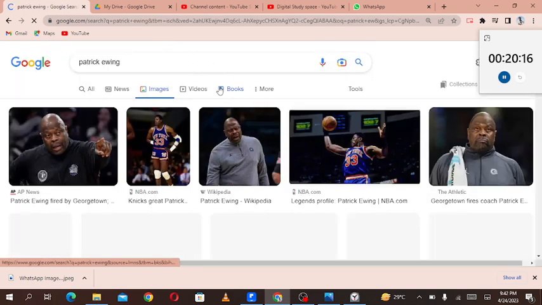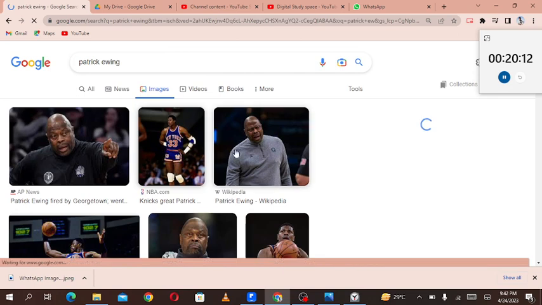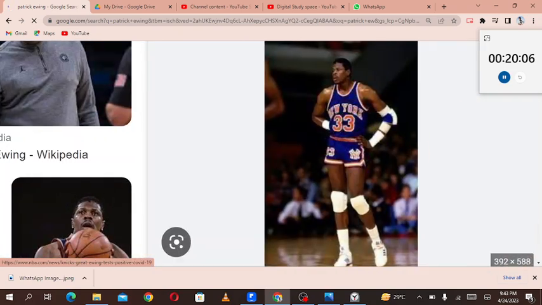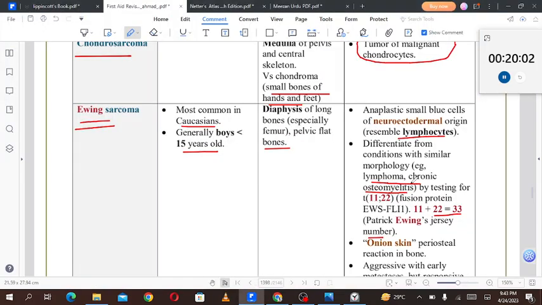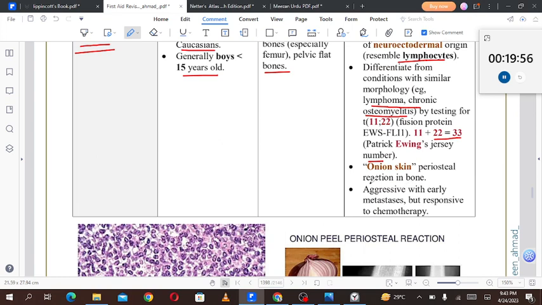So Patrick Ewing is this player, and the number of Patrick Ewing's jersey is 33. So now this mnemonic will make more sense to you, because the jersey number of this particular person is 33. If we see over here, the translocation from 11 to 22 takes place in the Ewing sarcoma. Onion skin, periosteal reaction in the bone.